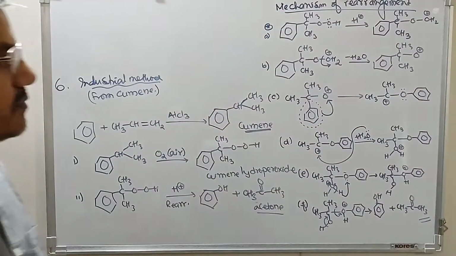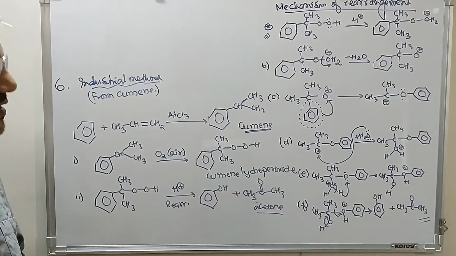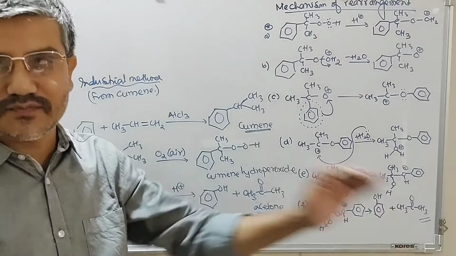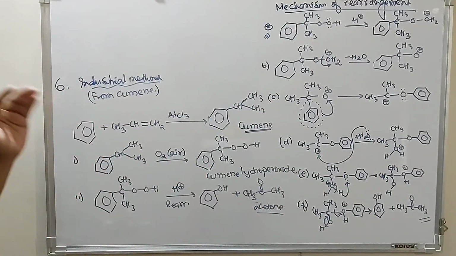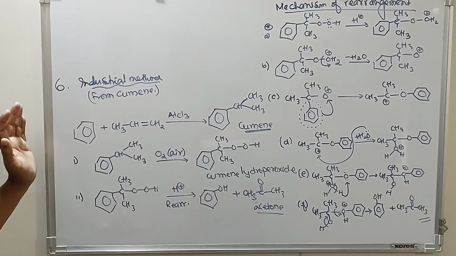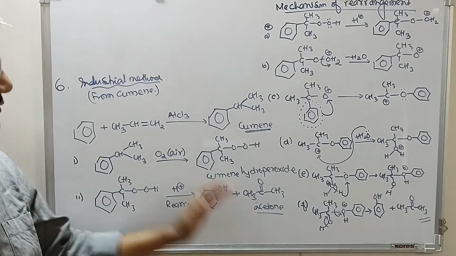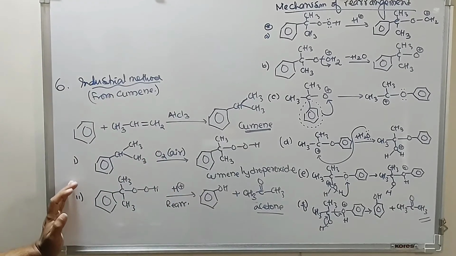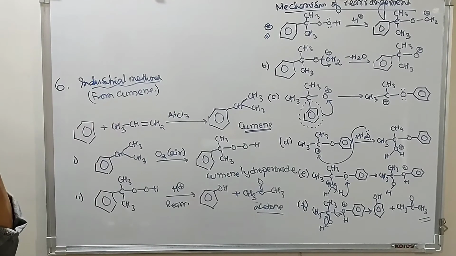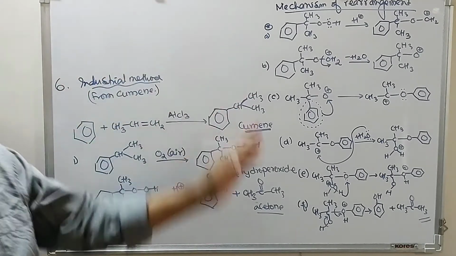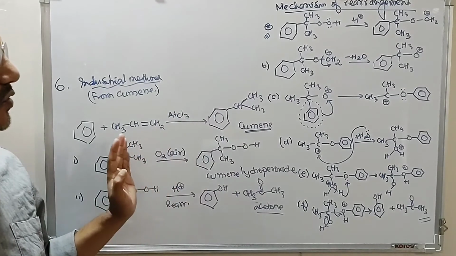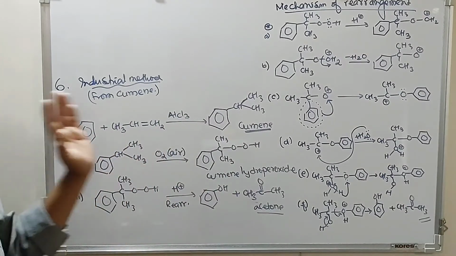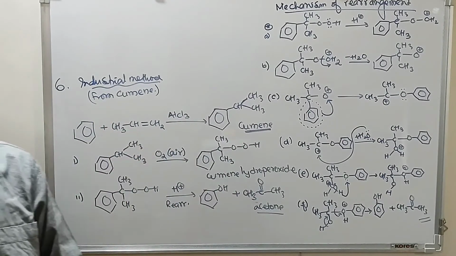So if you are asked to write the mechanism of this rearrangement, then you have to proceed by this mechanism. If only asked to write the steps of preparation of phenol from cumene, then just write down this. But depending on the question, if the question involves more marks, then you have to show this mechanism. So this is how phenol is prepared from cumene or from benzene.